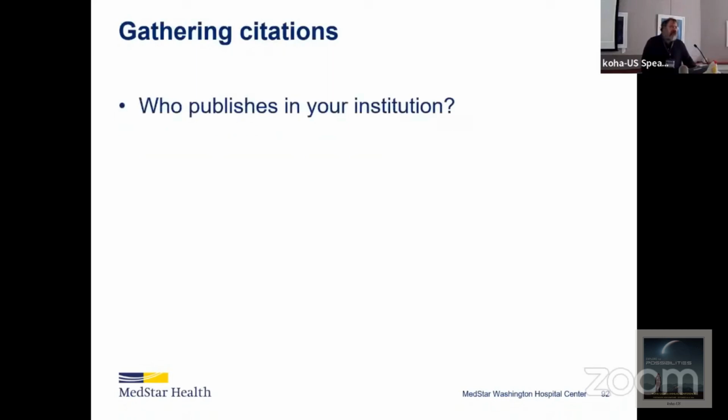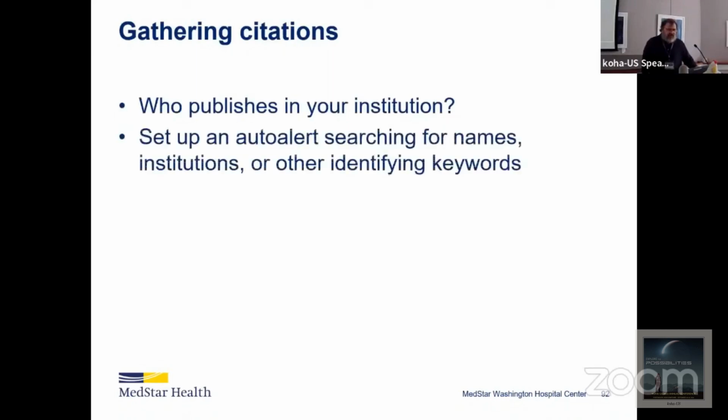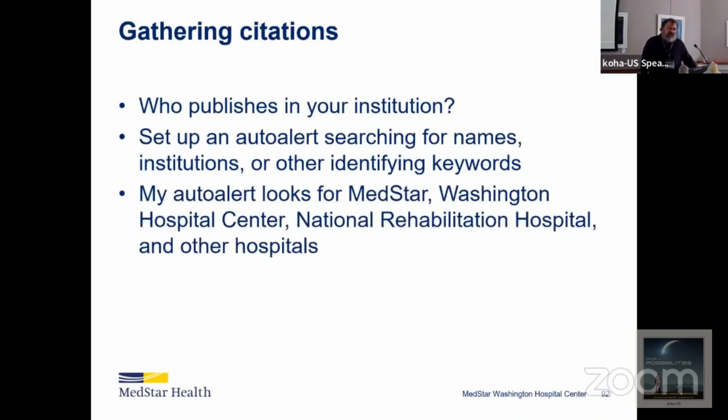So you have to figure out, okay, who in your institution publishes? And I was able to set up an auto alert, searching for names, institutions, keywords. So I'm looking for MedStar, Washington Hospital Center, National Rehabilitation Hospital, all the names.